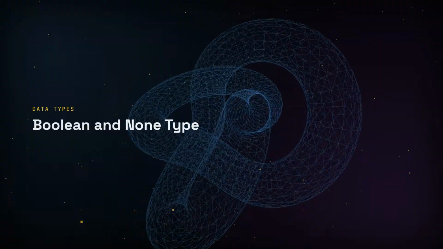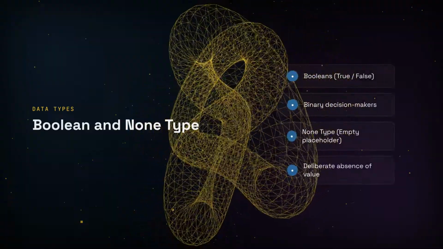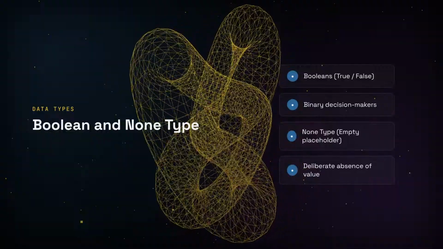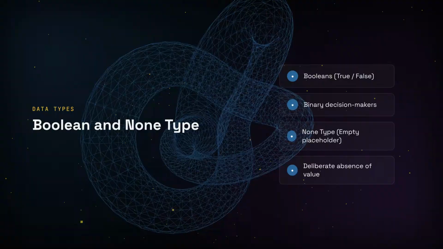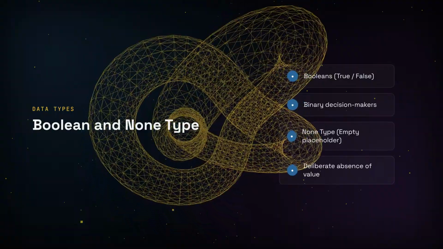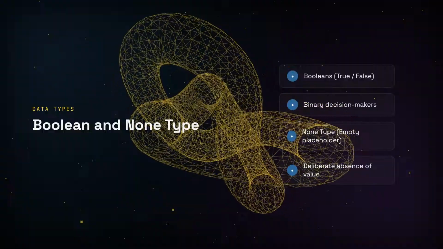Beyond numbers and text, Python has 2 more fundamental primitive data types. First is the Boolean type, which represents simple logical values, true or false. Named after mathematician George Boole, Booleans are the binary decision makers of programming, representing states like light on or off, logged in or logged out.